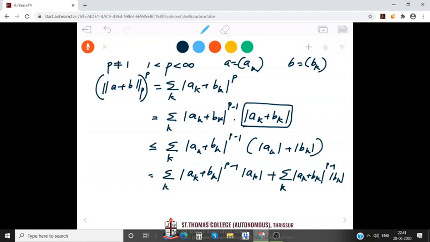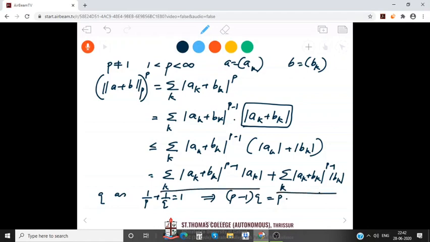Now I am taking Q such that 1 by P plus 1 by Q is equal to 1, meaning Q is the exponent conjugate of P. So we have already seen that in this case P minus 1 times Q will be the same as P. Now what we are going to do is apply Holder's inequality to both summations in this step, this one and this one, and we will do it separately.